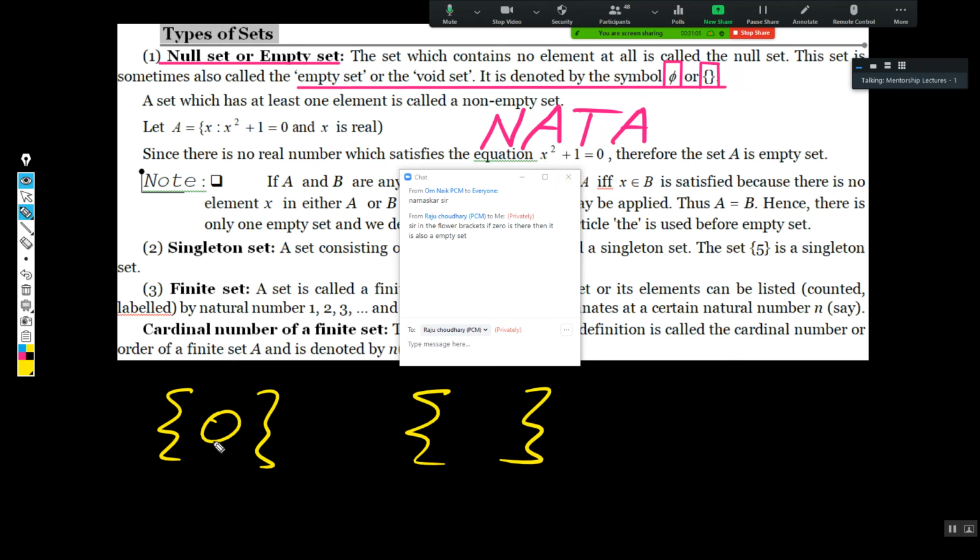If 0 is there, it is not a null set. If nothing is written, it is a null set.